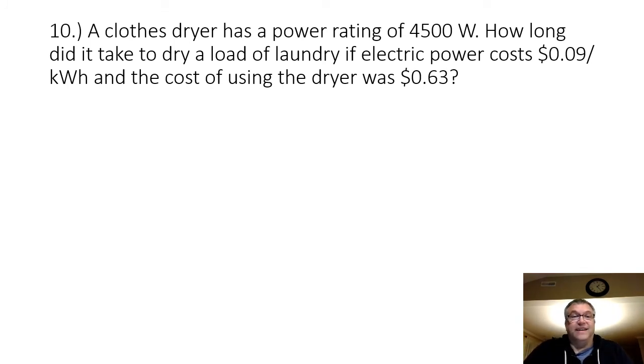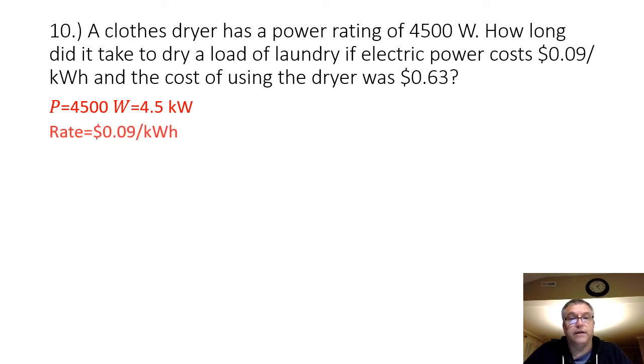A clothes dryer has a power rating of 4,500 watts. How long did it take to dry a load of laundry if electric power cost 9 cents per kilowatt hour and the cost of using the dryer was 63 cents? So we are given the power consumption, 4,500 watts. We're going to want to convert that to kilowatts. We're given the rate, which is 9 cents per kilowatt hour, and the total cost, which was 63 cents. And we want to know how long it took to dry a load of laundry, so we are trying to solve for the time.